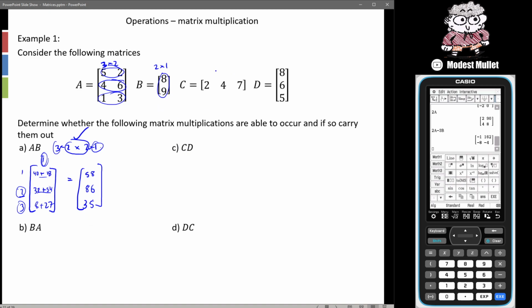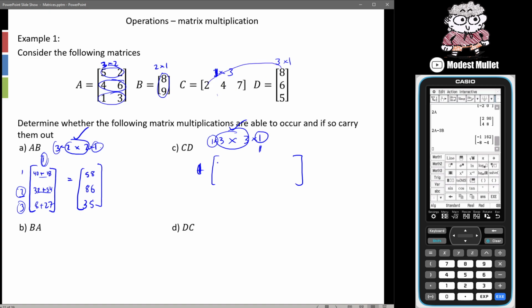C times D, well, C is a 1 by 3, and D is a 3 by 1. So I'm doing 1 by 3 times 3 by 1. Inside numbers match up. Outside numbers tell me what the result is. So this is just going to be a 1 by 1. I'm going to need a bit of space, though, to do this. So 1 row, 1 column, that's all it is.